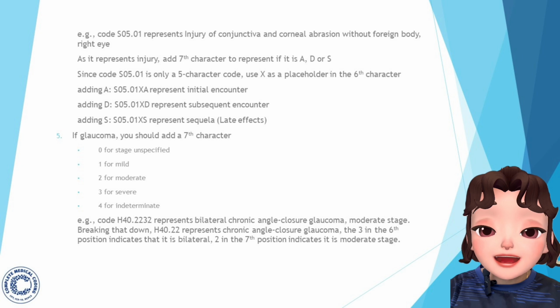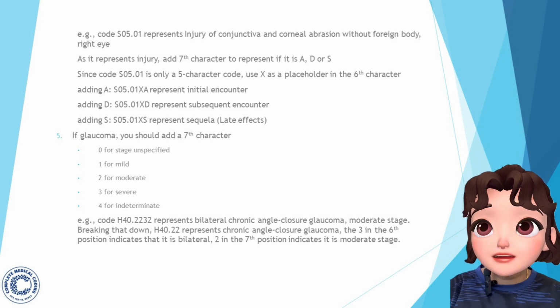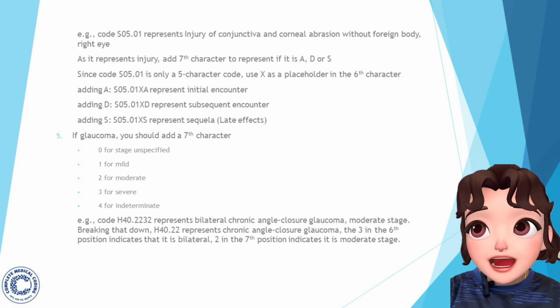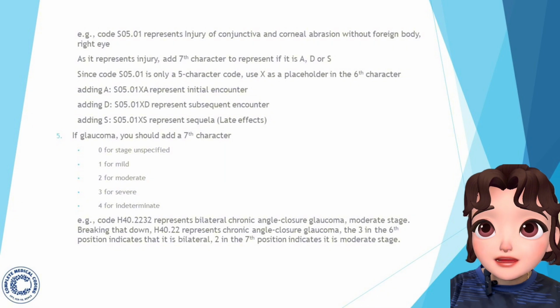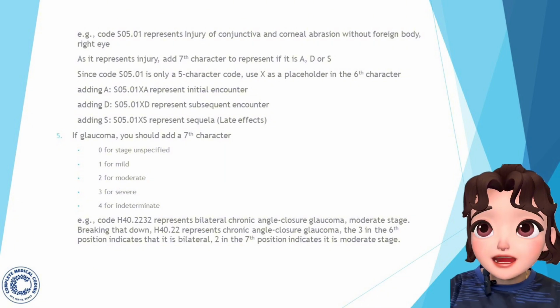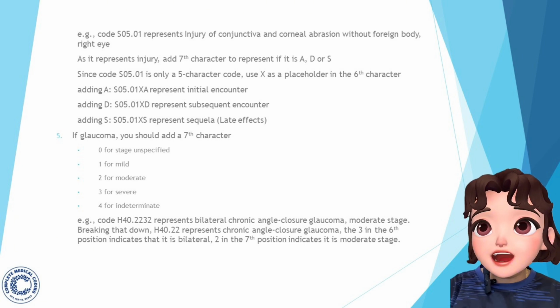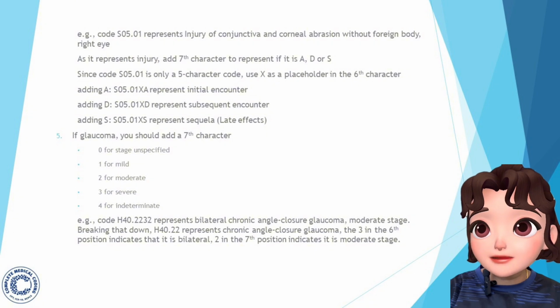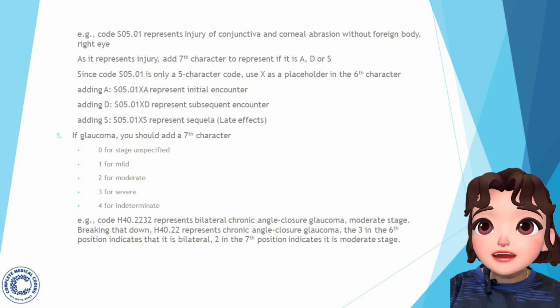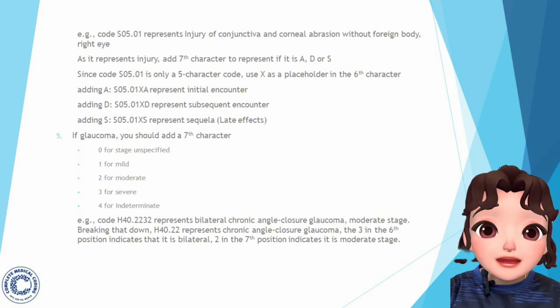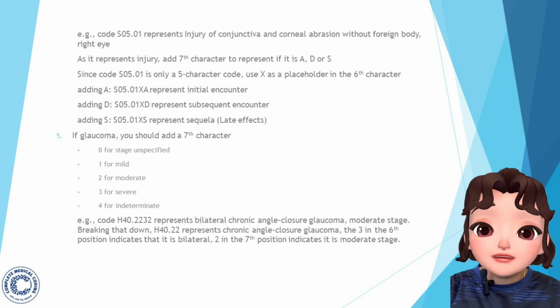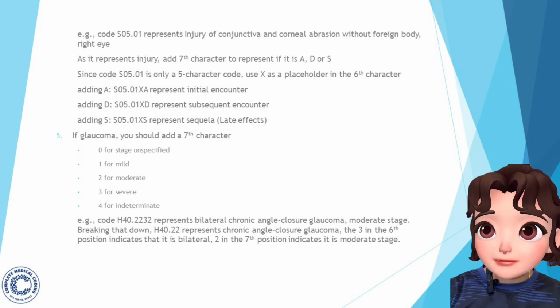So how will the code represent it if we add A? The code will be S05.01XA, which represents the initial encounter. If it is a subsequent encounter, D, S05.01XD. And if it is a sequela, S05.01XS. This is how we need to code. Sequela means late effects, meaning we don't have anything more to do. That is a final stage.